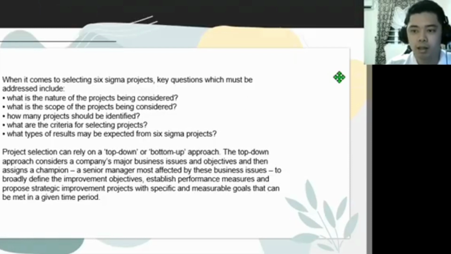Project selection can rely on a top-down or bottom-up approach. The top-down approach considers a company's major businesses, issues, and objectives, and then assigns a champion, a senior manager most affected by these businesses issues, to broadly define the improvement objectives, establish performance measures, and propose strategic improvement projects with specific and measurable goals that can be met in a given period of time.